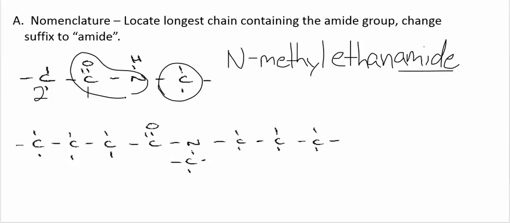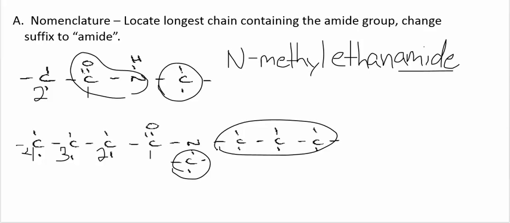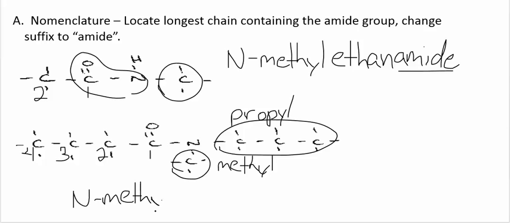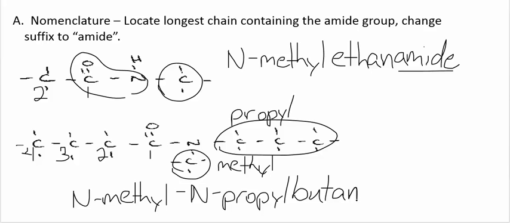In the second example, carbon 1 is right here, so this is a 4-carbon chain with 2 substituents on the nitrogen. You have a propyl and you have a methyl. We're going to list these substituents alphabetically, so it's going to be N-methyl, N-propyl, and then a 4-carbon chain is but and amide. So N-methyl, N-propyl, butanamide.